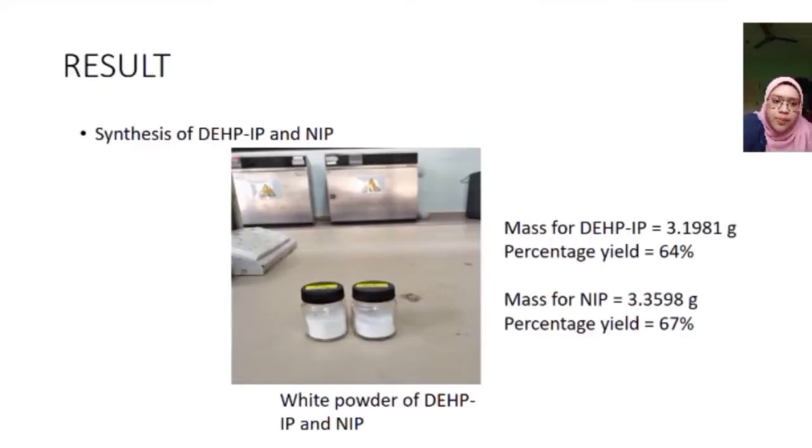Synthesis of DEHP-IP and NIP produces white powder with percentage yield of 64% and 67% respectively. This is due to some of the product being stuck at the thimble during filtration, which also caused a decrease in the amount of product obtained after the synthesis process.